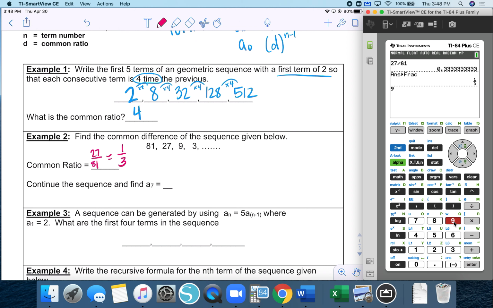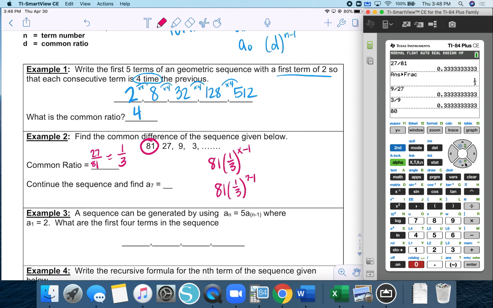So if I use 9 divided by the term that came before it, I get the same thing. 3 divided by the term that came before it, I get the same thing. Now again, it always has to be the term before, because remember, in a sequence the order matters. So if I were to continue the sequence, I would need to find a to the 7. So this time my first term is that first number. My common ratio is 1/3, and then remember it's x or n minus 1. So in my calculator, I would do 81 times 1/3 raised to the 7 minus 1.